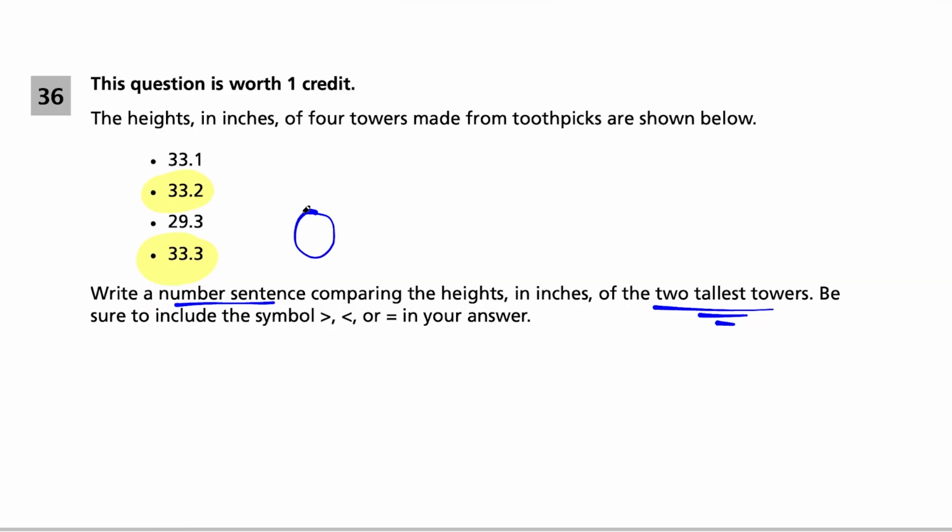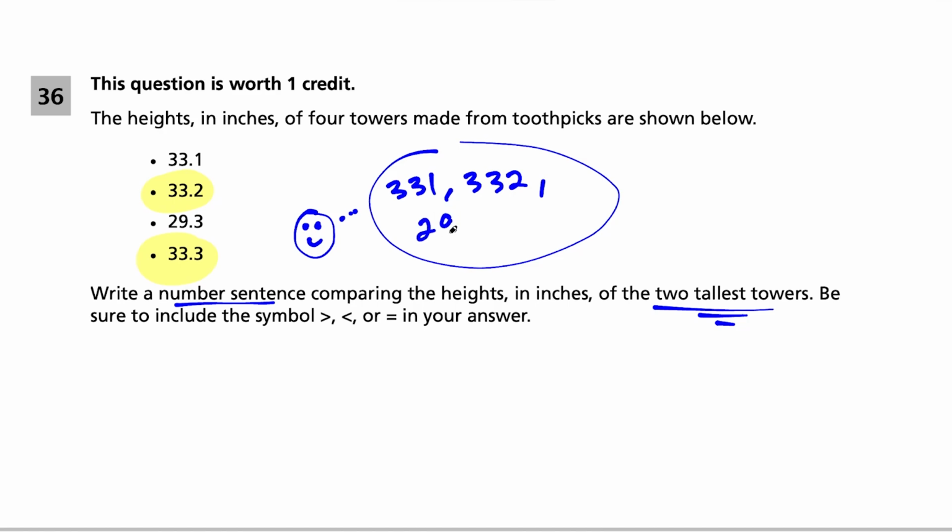Okay. Another way to think of this, just imagine that these were whole numbers. If you just move the decimal over for all of them, and you think of 331, 332, 293 and 333, the biggest numbers in the list might be way more obvious now. So that's why these are the two biggest numbers if we just move the decimal over. But now we have to think about writing a number sentence that compares these two numbers. So the smaller number is 33.2. This number is less than 33.3.